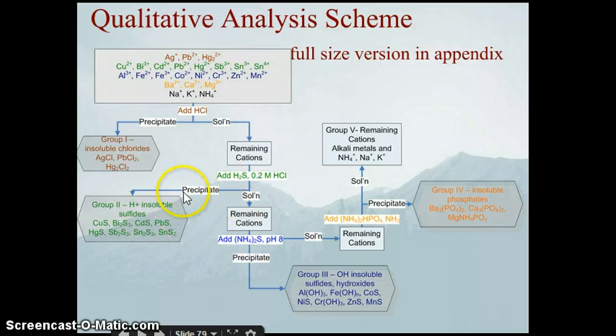If we get a precipitate, we filter it off, and then that solution that runs through, we still have the remaining cations that could be groups 3, 4, or 5. So we need to separate those. So the next step is our step 3.